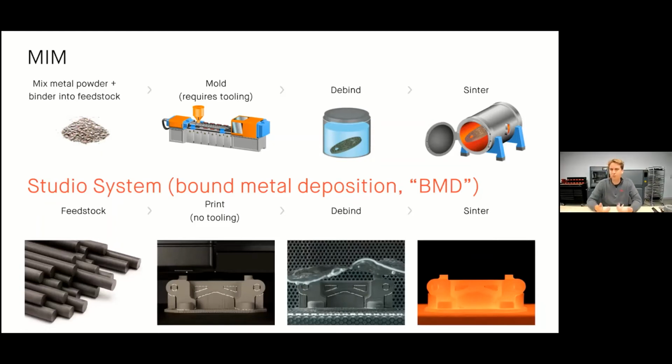You're then going to put the parts into a similar debinder. It's going to remove that binder material, most of the binder material. Then you're going to go into the furnace. The furnace is going to sinter your part into a strong, dense metal part like I have here with me today, and you're going to be ready to go.